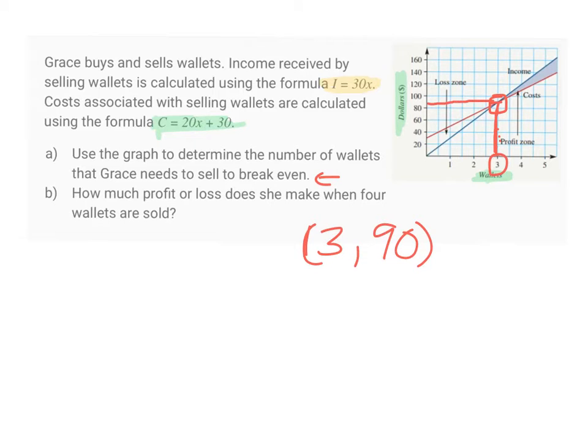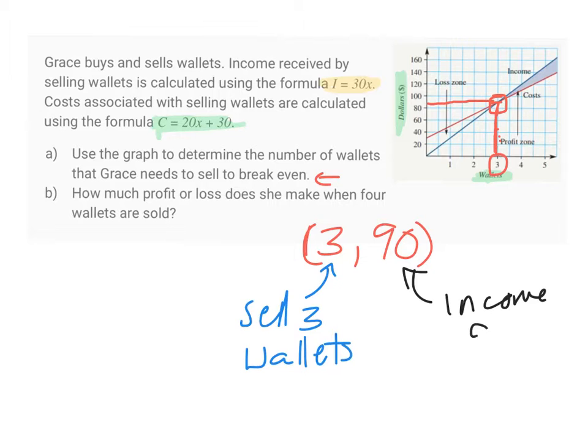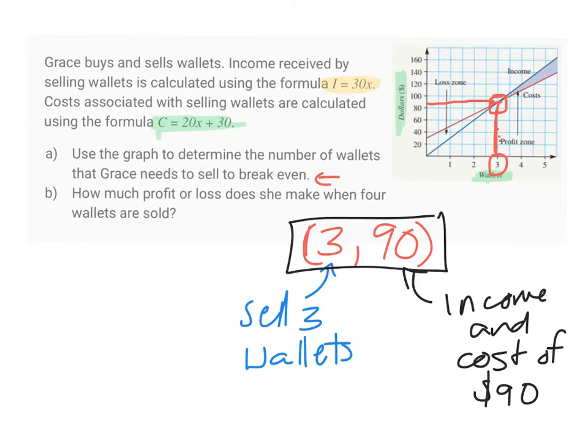What does that mean is a good question. So this means that Grace needs to sell 3 wallets, or 3 items, and in selling 3 wallets, Grace has an income and cost of $90. So that's what that solution tells you, is that your number of wallets produced is 3 to break even, and that the dollars made and the dollars spent are both 90. So that tells us how many wallets Grace needs to sell to break even.